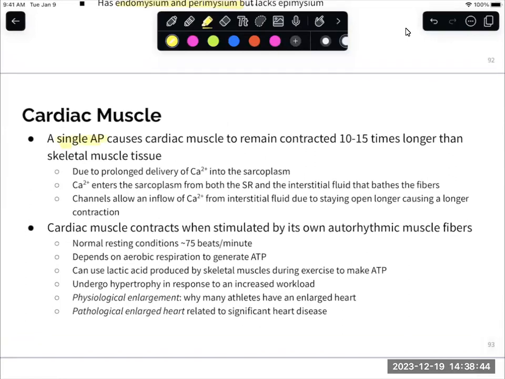A single action potential will allow a cardiac muscle cell to remain contracted 10 to 15 times longer than skeletal muscle. And it's because of calcium going back into the sarcoplasmic reticulum.